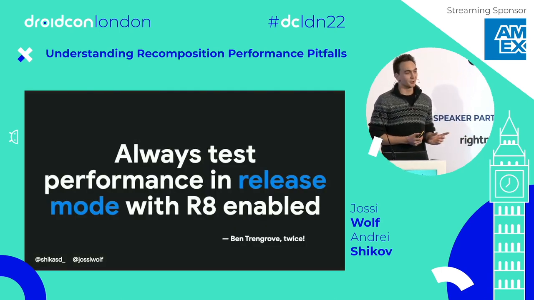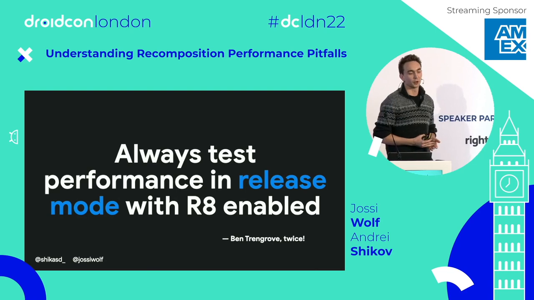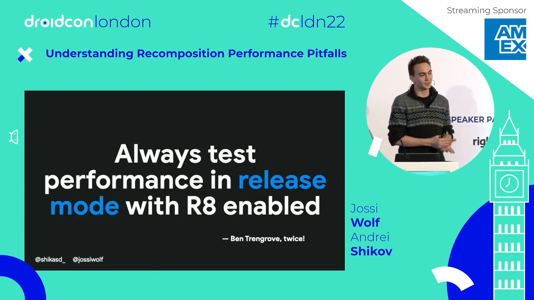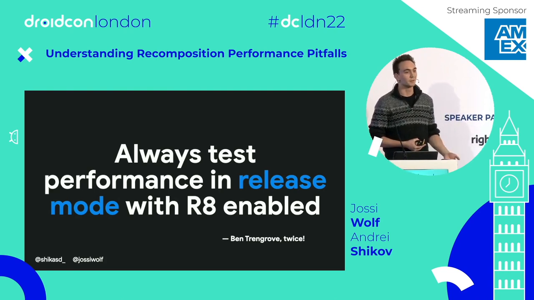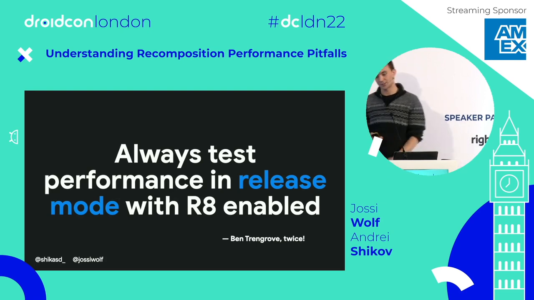Also, in line with disclaimers, all of this is assuming that you've inspected and tested your app's performance in release mode with R8 enabled. This is super important for Compose to have applied important optimizations that actually give you the best performance that you can get. But now, let's get to the nerdy stuff.